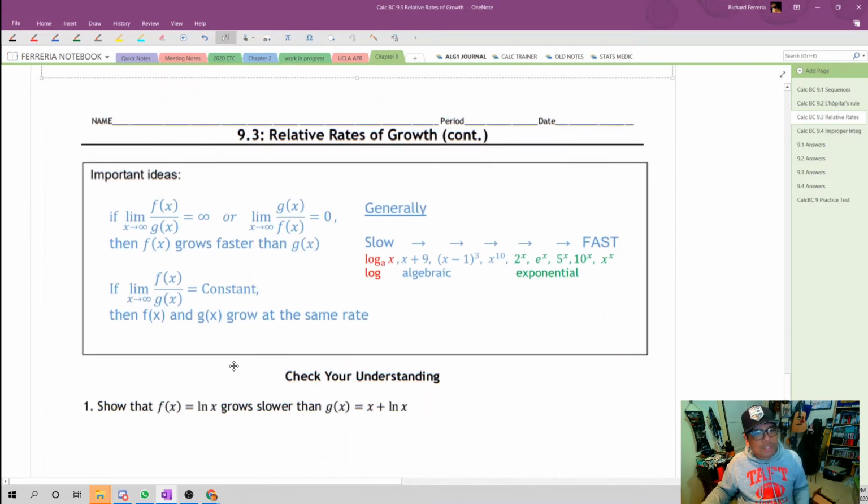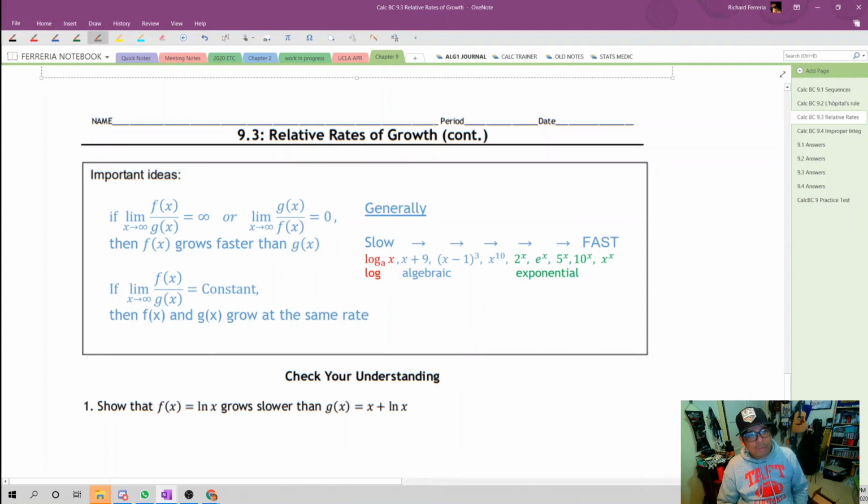And that brings us to our important ideas. So we've got the idea that we came up with earlier, where if the limit at infinity is infinity, then the function on the numerator grows faster. And if the limit is 0, then the function on the denominator grows faster. If it's constant, then they grow at the same rate. And then we also had this general thought about which functions grow faster.